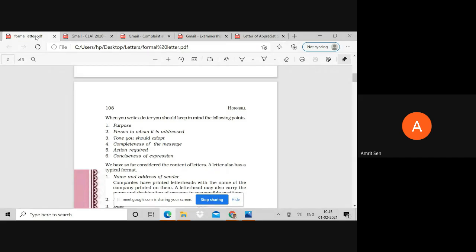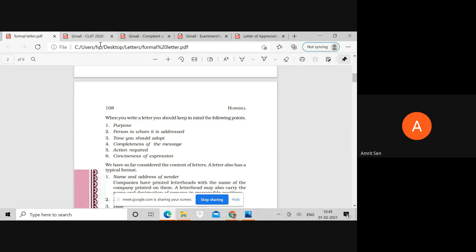Your letter must be complete, right? It must have different sections. Say, for example, section one talks about why the letter is written. So I am writing this to thank you. I am writing this to appreciate you. I am writing this to let you know, right? Then if you require any feedback, right?